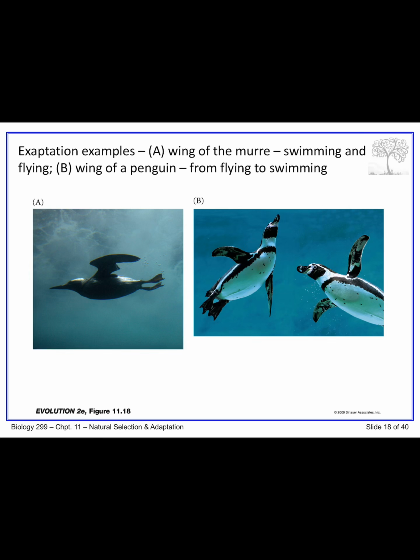But in both cases, we have a feature, a wing, originally adapted for flight, but being large in surface area and relatively flat, it also turns out to be fairly useful in water as a flipper. And so we see the wing of these two birds as a pre-adaptation or an exaptation to moving underwater.